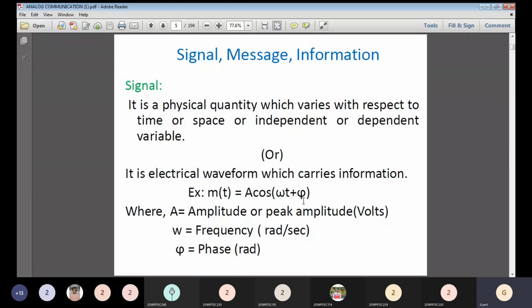Why? Because for each and every signal, three important parameters are available. One is amplitude, the second one is frequency, the third one is phase. By using these three parameters only, we can represent any signal. The amplitude is important. Amplitude means the height or energy. Next one is the frequency. Third one is phase. So each and every signal is represented by using these three parameters. A is the amplitude, omega is the frequency, phi is the phase in radians.